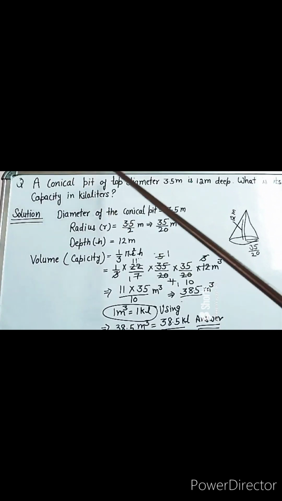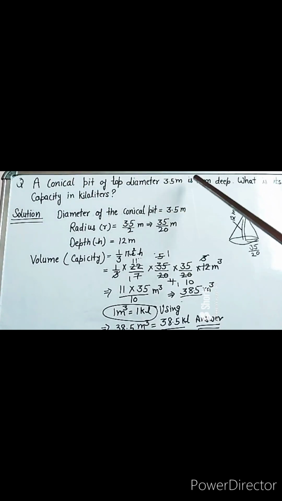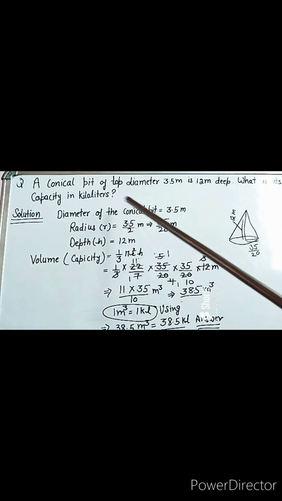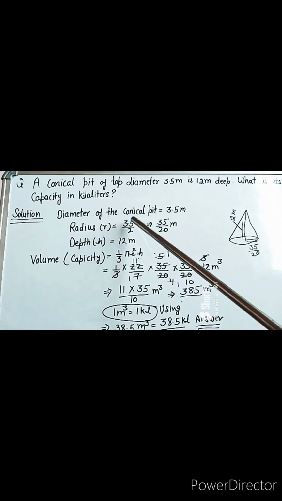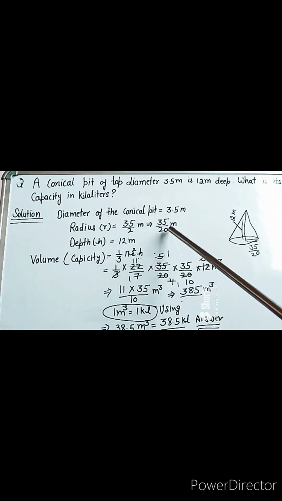A conical pit of top diameter 3.5 meter is 12 meter deep. What is its capacity in kiloliter? So first of all we make a conical pit. Height, meaning depth, is 12 meter and radius is 35 upon 20 meter. The diameter of the conical pit is 3.5 meter. Given the diameter, we divide by 2 to get the radius and remove the decimal point. 35 upon 20 meter is the radius.